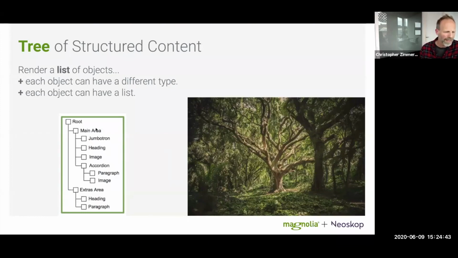What is this tree? It's similar to a list, right? It is a list of objects, but there are two differences. In this list, it's not always tours. The list can contain a variety of different component types, like a jumbotron, a heading, an image, an accordion, and each object can have its own list. So these are the two changes from a simple list that give us this power to headlessly manage very rich content.